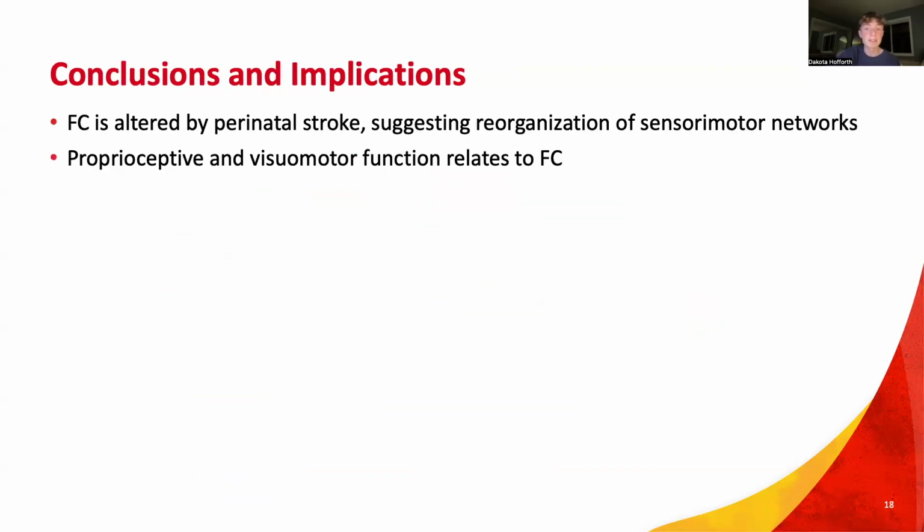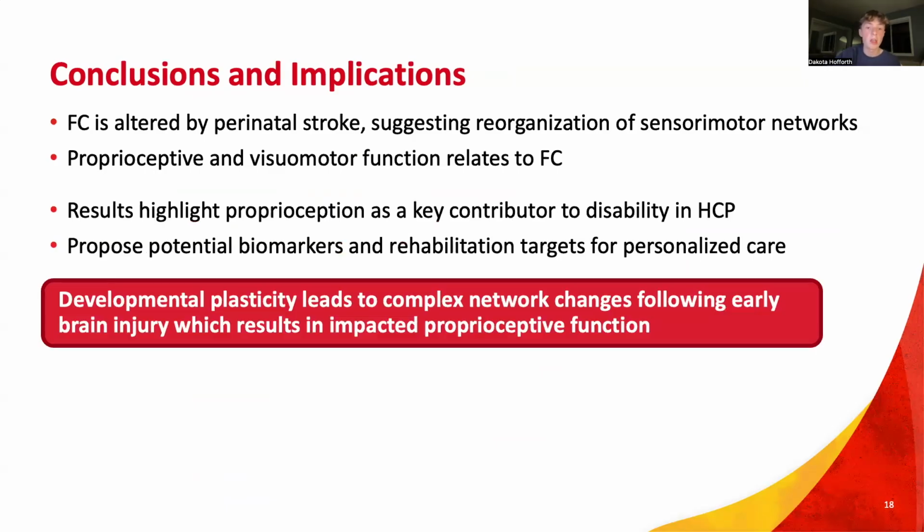Some implications of this study is that functional connectivity is altered in perinatal stroke, suggesting the reorganization of sensorimotor networks, and that functional connectivity relates directly to both proprioceptive and physiomotor function. These results suggest potential biomarkers and rehabilitation targets for personalized care, and that developmental plasticity leads to complex network changes that follow early brain injury, which has consequences for proprioceptive function.